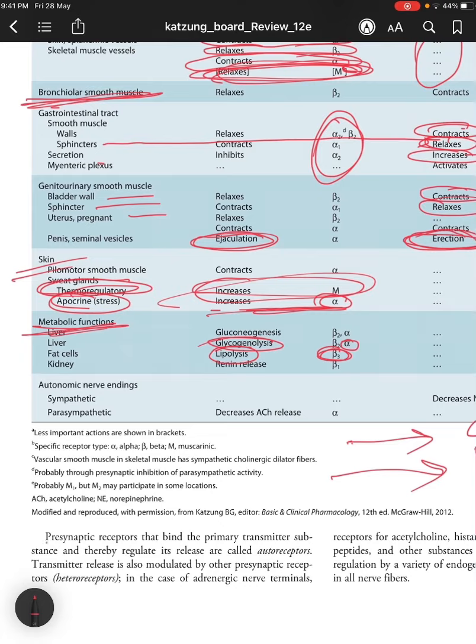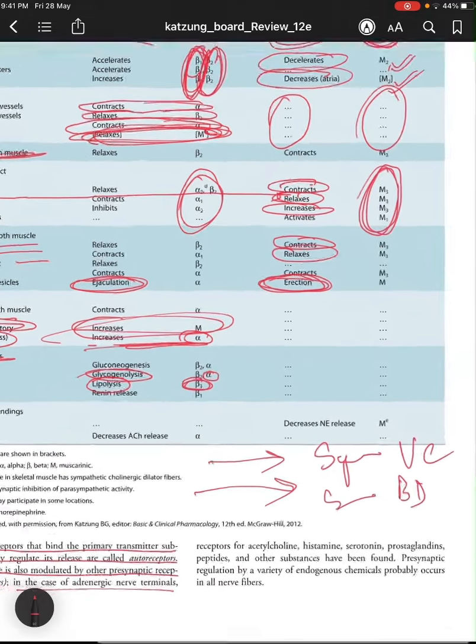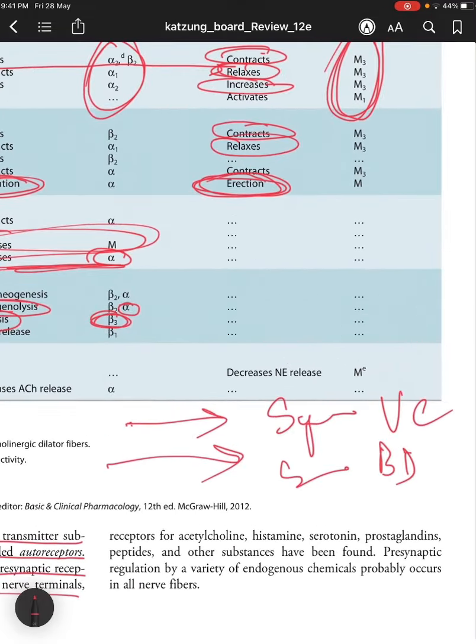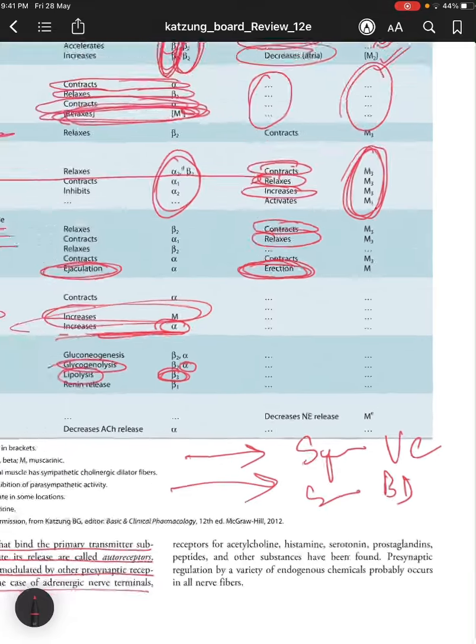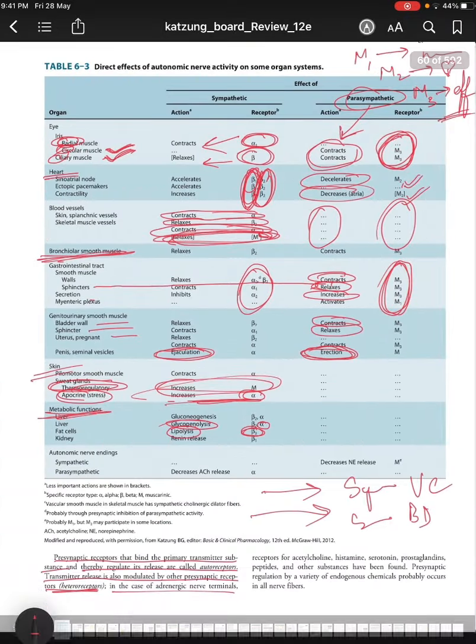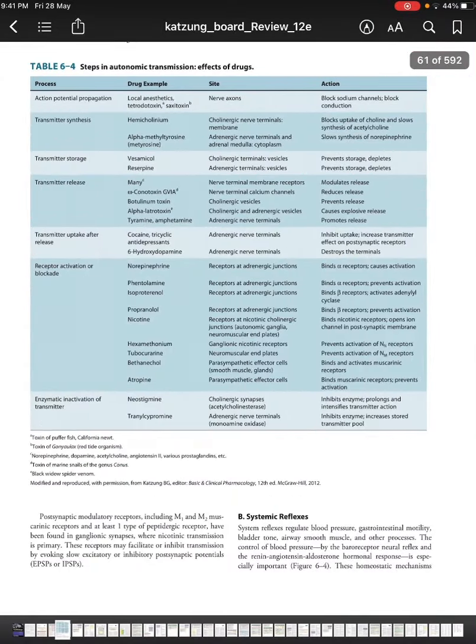Now coming to the text, presynaptic receptors that bind the primary transmitter substance and thereby regulate its release are called autoreceptors. Transmitter release is also modulated by other presynaptic receptors or heteroreceptors in the case of adrenergic nerve terminals. Receptors for acetylcholine, histamine, serotonin, prostaglandins, peptides, and other substances have been found. Presynaptic regulation by a variety of endogenous chemicals probably occurs in all nerve fibers.